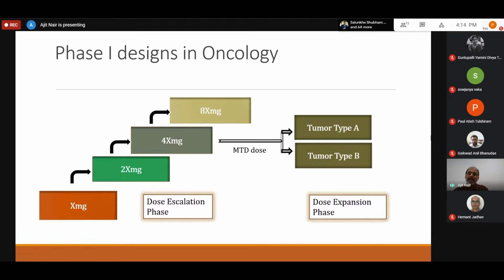So I have a tumor type A, I have a tumor type B, I can have tumor type C, I can have tumor type D. I will use the MTD dose, which is the safe dose, to see whether that safe dose now gives me an efficacy signal in a tumor type A, B, or C, right? And that is how I do my development design based upon the basket design, which you saw on the previous slide.